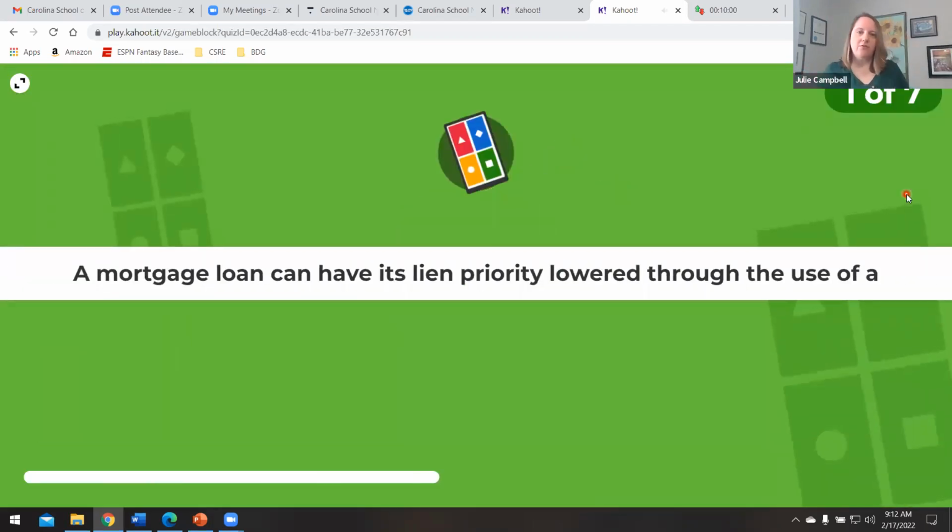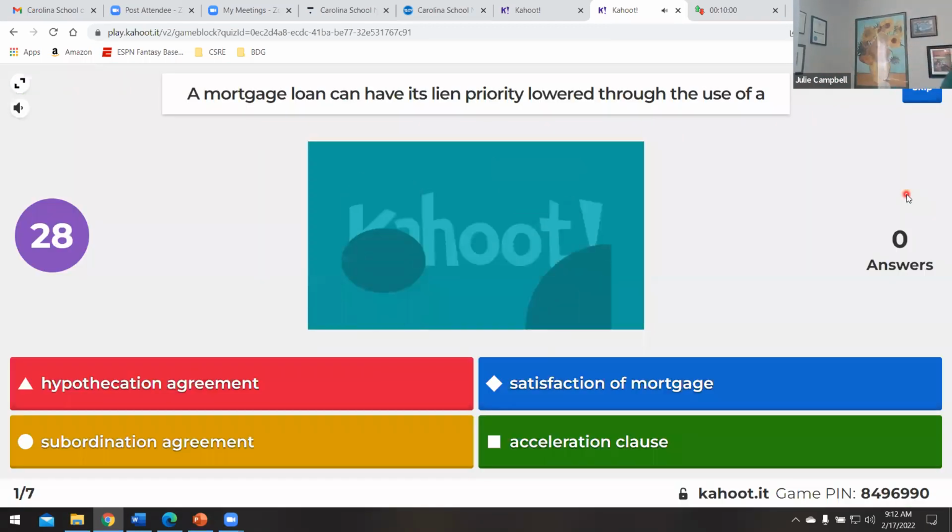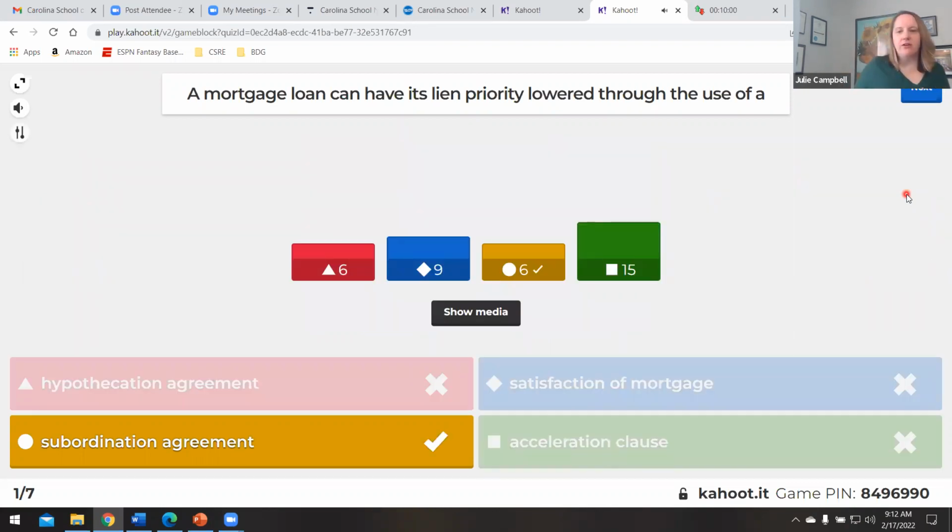Question number one. A mortgage loan can have its lien priority lowered through a subordination agreement. Remember, if you subordinate, you place yourself in a lower ranking. So we talked about your first mortgage is your senior mortgage. All mortgages after that are your junior mortgage. If you want to refinance your senior mortgage, they're not going to agree to do it unless the junior mortgage agrees to subordinate. Remember, it's all about mortgage priority or lien priority.